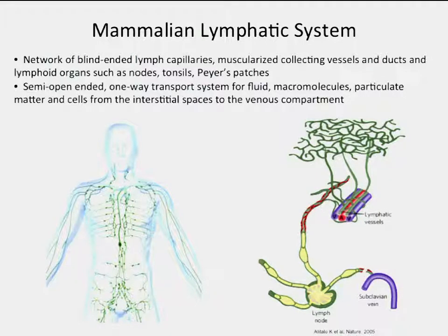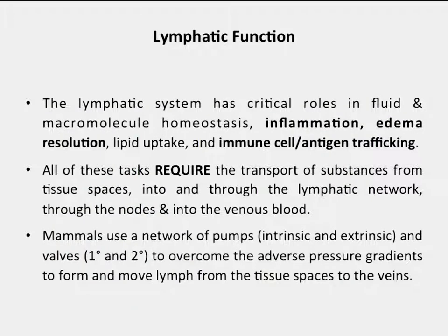It's a semi-open-ended, one-way transportation system for fluid, macromolecules, particulate matter, and cells to move from the interstitial spaces through this network, all the way through the nodes, and eventually be dumped back into the blood at the junction with the subclavian veins. And as I was saying before, it has critical roles in fluid and macromolecular homeostasis, inflammation, edema resolution, its classic ideas, lipid uptake, and immune cell antigen trafficking. All of those require transport of substances from the tissue spaces through the network into the blood.